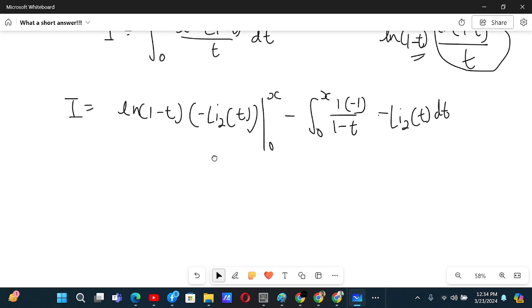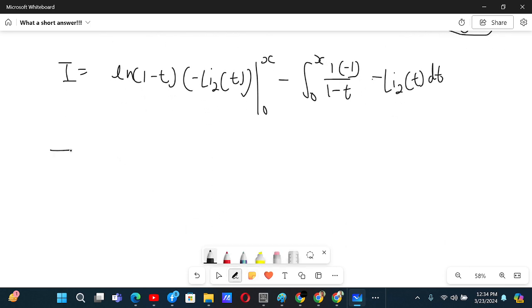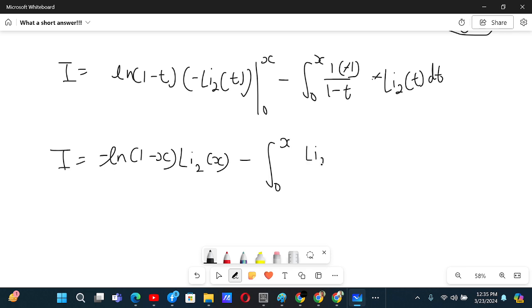Fine. Now I is basically ln 1 minus x and then Li2 of x. Yeah, at 0 both are 0, so that's 0. And also don't forget the minus sign. Over here minus minus gets cancelled out, and minus integral from 0 to x of Li2 of t by 1 minus t dt. Now how do we simplify this?